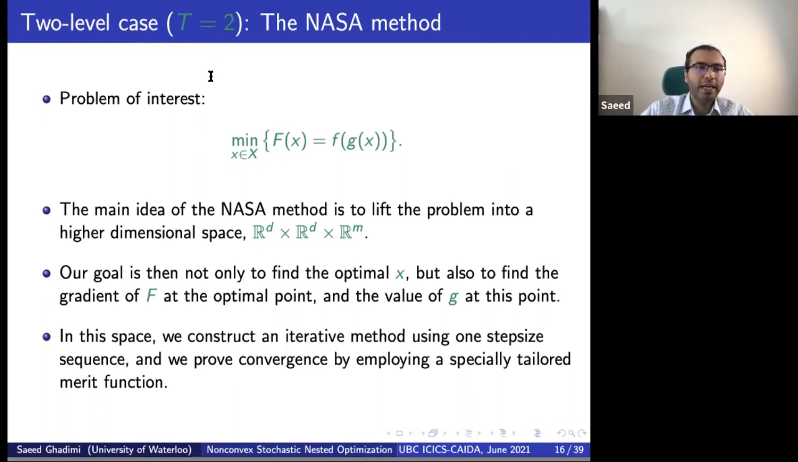So let's first see the simple case, the 2-level case. Here, the objective function is given as a composition of 2 functions, for simplicity, just f of g of x. The main idea here is, instead of just looking for x, we are lifting the problem into a higher dimensional space. So instead of just looking for the decision variable x, we also look for the gradient of f at x and the value of g at this point x. So the output of the algorithm would be x, an estimator for the gradient of f, and an estimator for the value of g at x.